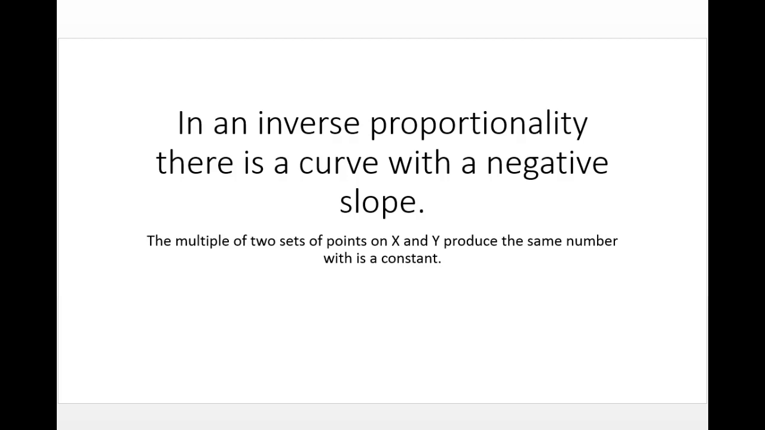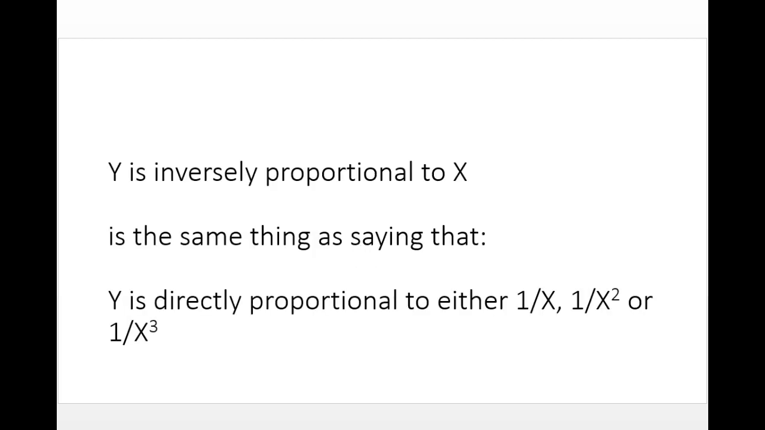In an inverse proportionality, there must be a curve. It is going to produce a curve with a negative slope. Also, if you multiply two corresponding sets of points on x and y, you are going to produce a constant, which means that you're going to produce the same number. If you do not get the same number when you multiply corresponding points, then you do not have an inverse proportionality condition.